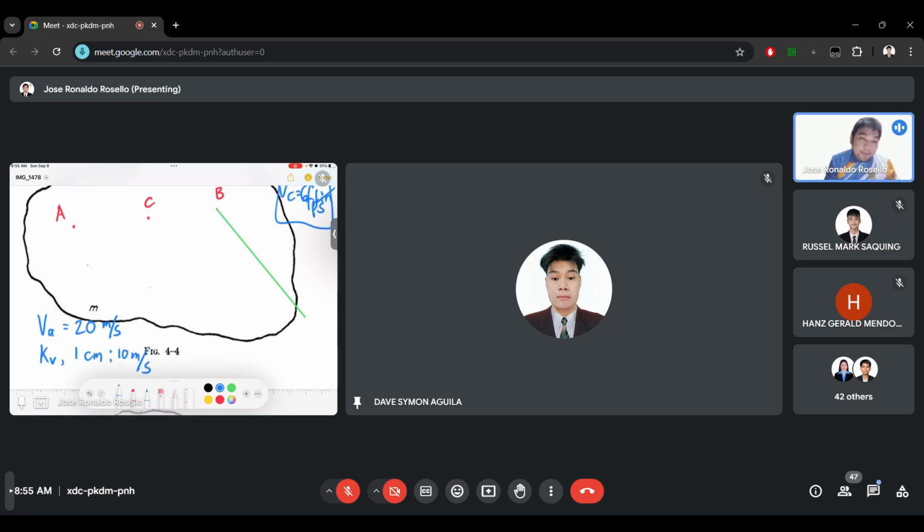So that is, ganito naman yung given. Let's determine velocity A, kung gaano kahaba yung vector niya. So multiply natin si velocity A with the velocity scale, that means 1 centimeter per 10 meters per second. Then cancel yung meters per second, we will have 2 centimeters. Question, clarification here, please. So let's make 2 centimeters like that.